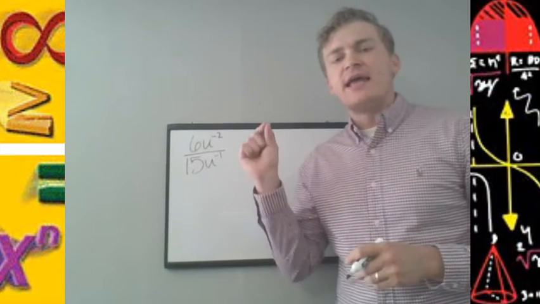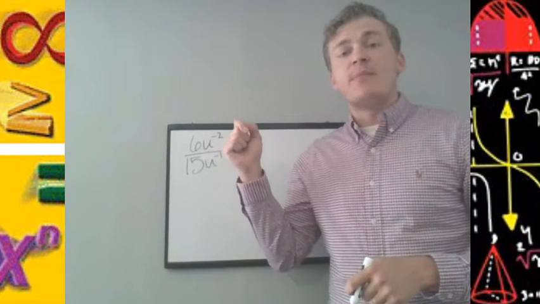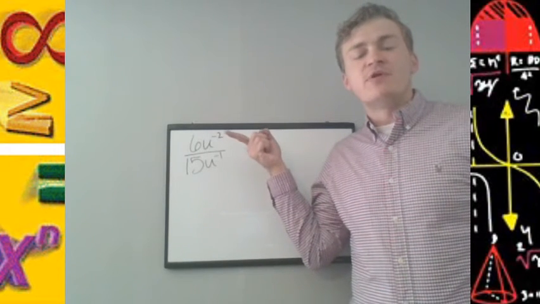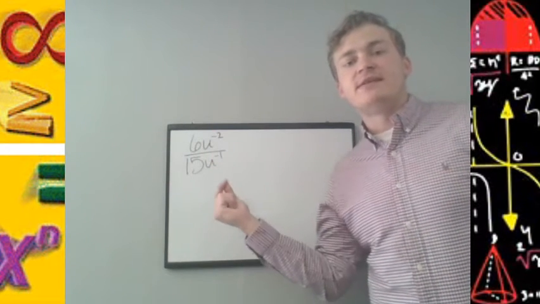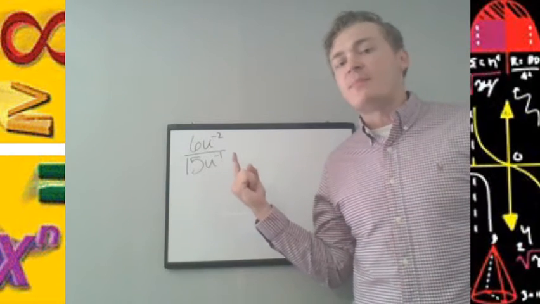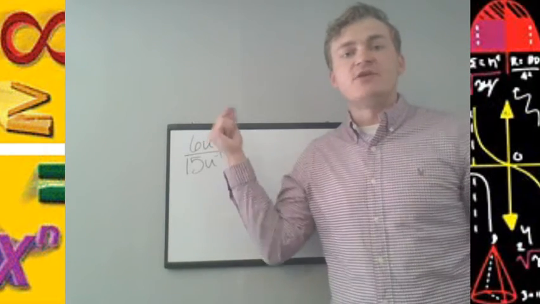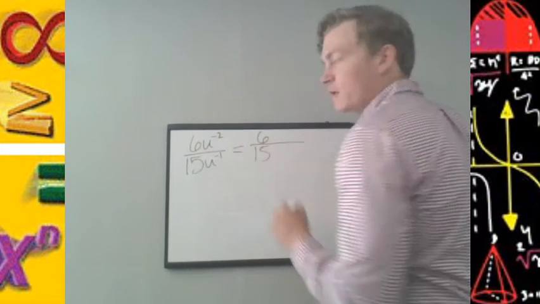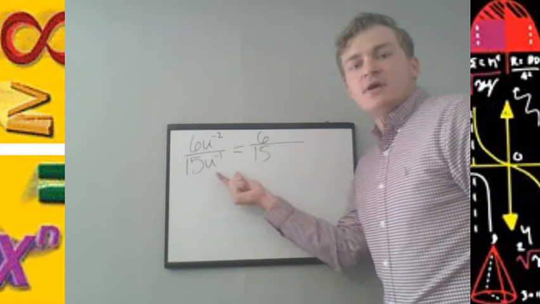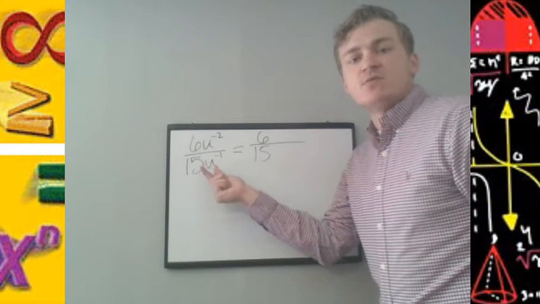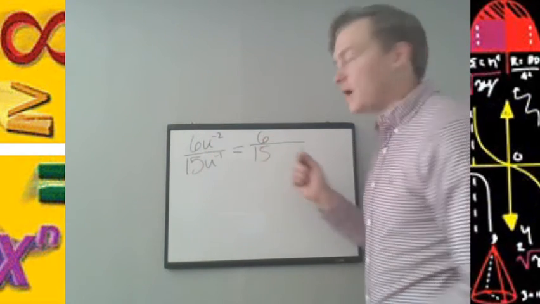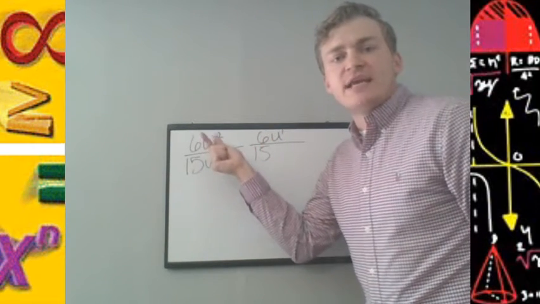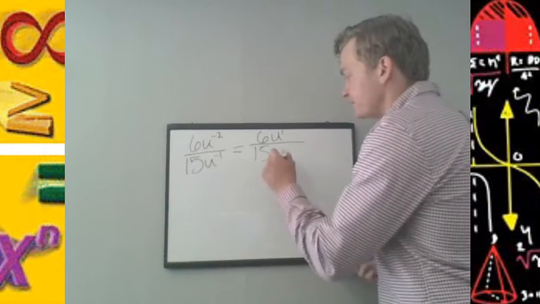I kept saying that if the variable's exponent is negative, make it positive by switching its position. U to the -2, well, that -2 can be positive if I place it in the denominator. U to the -1, well, that -1 can be positive if I place it in the numerator. Leaving the 6 and the 15 the same, the factor of u to the -1, let's move it to the numerator to make it positive. U to the -2, let's take it and move it to the denominator to make it positive.